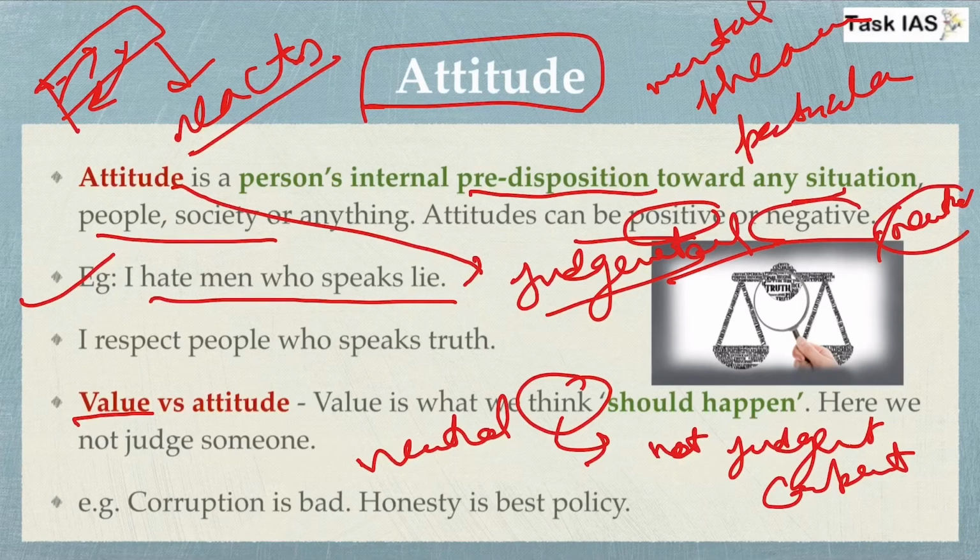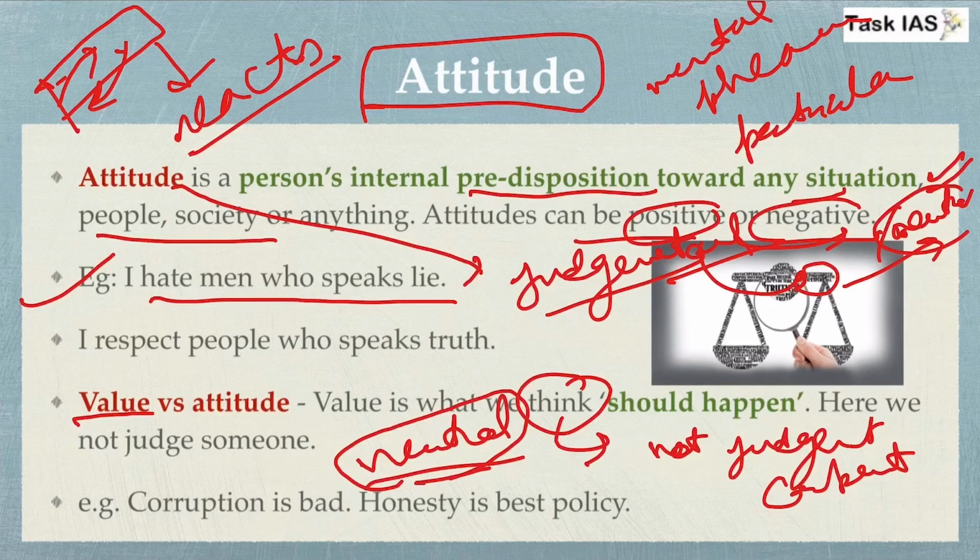Values are always neutral. Here neutral shows that it may be positive to negative, or then in the center it is neutral. Here there is no judgment at all. Thus values are also mental constructs of an individual which guide individual behavior like attitude, but in attitude there is always a judgment component.